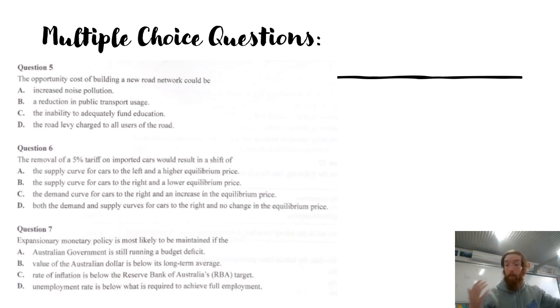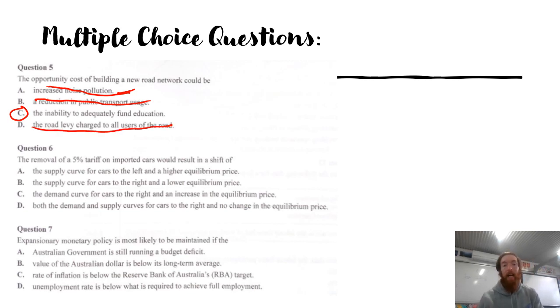Then the opportunity cost of building a new road network. So opportunity cost being the spending foregone or the production foregone. So only one of these options offers something that's being given up. So increased noise pollution isn't something given up. So we can rule that out. A reduction in public transport usage, once again, not what you're giving up. The inability to adequately fund education, that is some spending you're giving up. That's production foregone. Road levy, no. So C is the answer for the opportunity cost question.